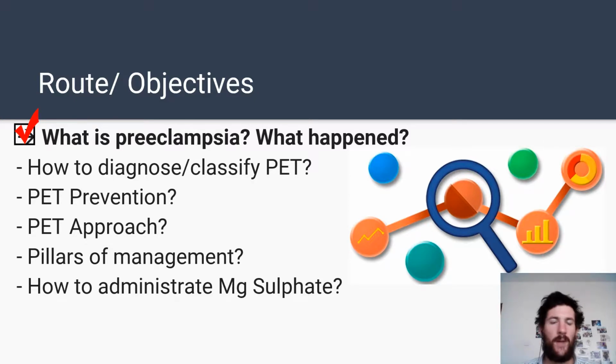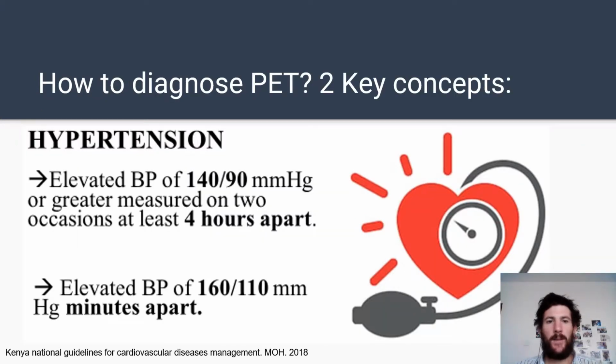So now we have seen what preeclampsia is and what the pathophysiology is, and now we're going to continue by answering the question of how to diagnose and how to classify preeclampsia. So how to diagnose preeclampsia? According to the Kenya national guidelines from the Ministry of Health, there are two key concepts to diagnose preeclampsia. The first concept is hypertension, the second concept is proteinuria.